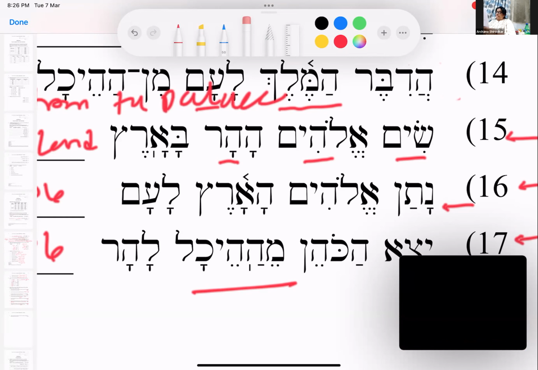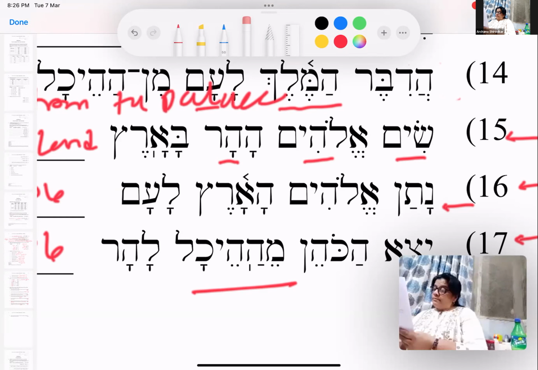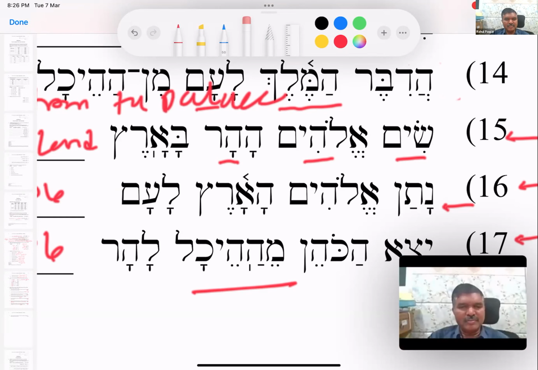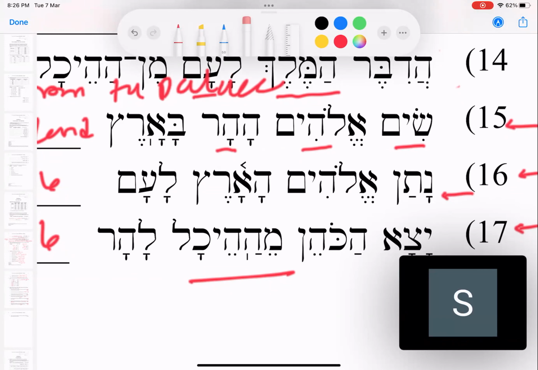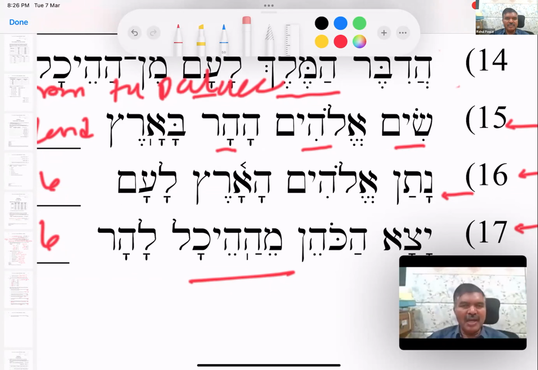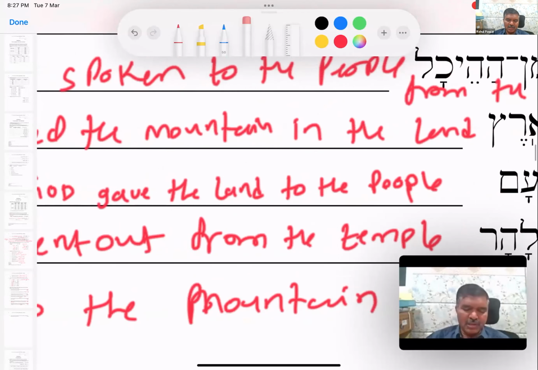Elohim is God. Ha'har is the mountain. And Eretz or Aretz is land. What would be the translation? Sam Elohim Ha'har Ba'aretz. God put the mountain in the land. Elohim, God, who placed. The proper, smooth translation is: God put the mountain in the land.